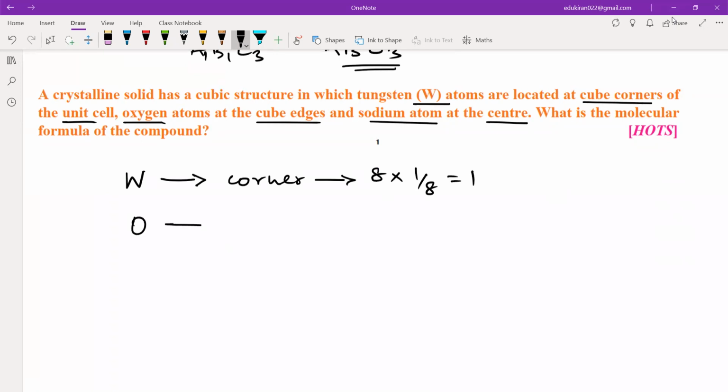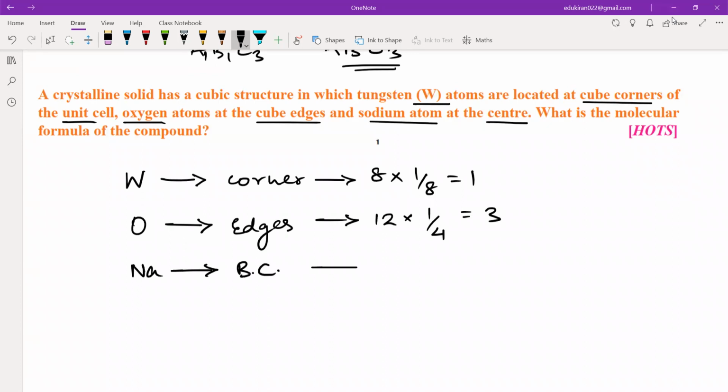Followed by oxygen atoms. It is present in the edges. And how many edges are there? Tell me. In a cube, how many edges? 12 edges. What is the contribution of each edge? 1/4. So this will be equal to 3. Then we have the sodium atom, Na. It is present in the center. So this will obviously be body center. This is equal to 1. And hence you have W, O3 and then you have Na.